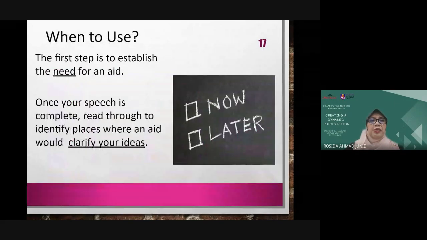Okay, then when to use supporting materials? The first step is to establish the need for an aid. Ask yourself, this is my point, what do I need? Do I need a chart? Do I need a diagram? Do I need a video? Do I need a picture that comes along with it? After you have read through all your points, go to every single point and ask, do I have to put a picture here in my second point? Do I have to have a video for my third point? Discuss in a team what you should have for every single point to support your points, so that it becomes good supporting material.